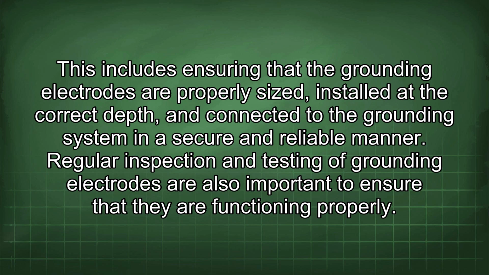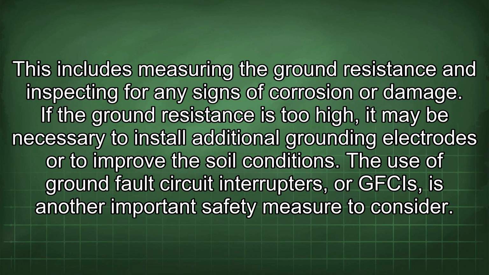Regular inspection and testing of grounding electrodes are also important to ensure that they are functioning properly. This includes measuring the ground resistance and inspecting for any signs of corrosion or damage. If the ground resistance is too high, it may be necessary to install additional grounding electrodes or to improve the soil conditions.